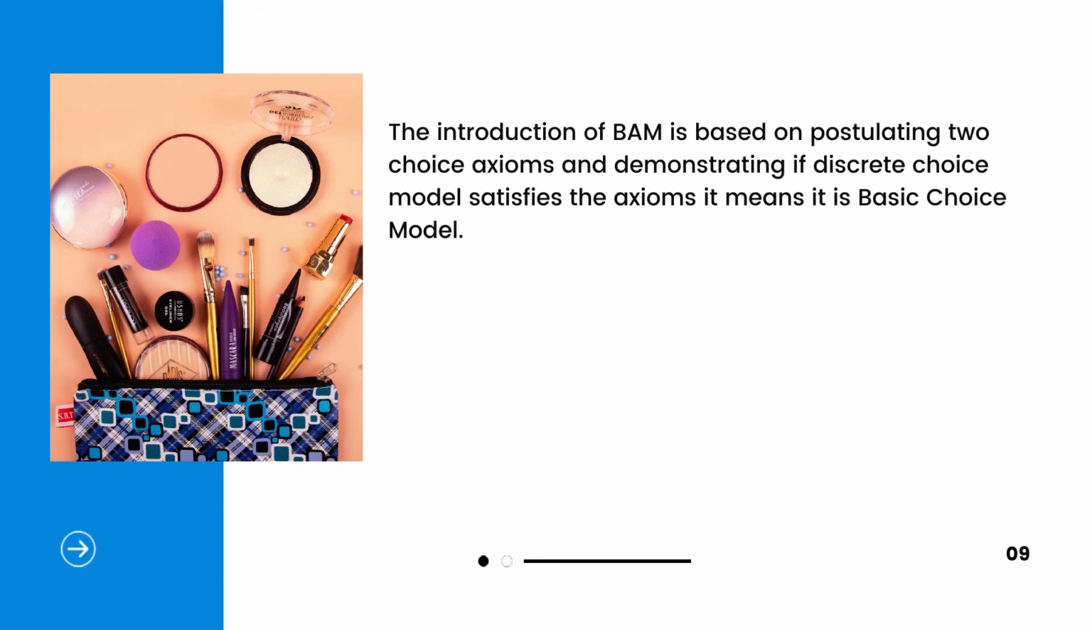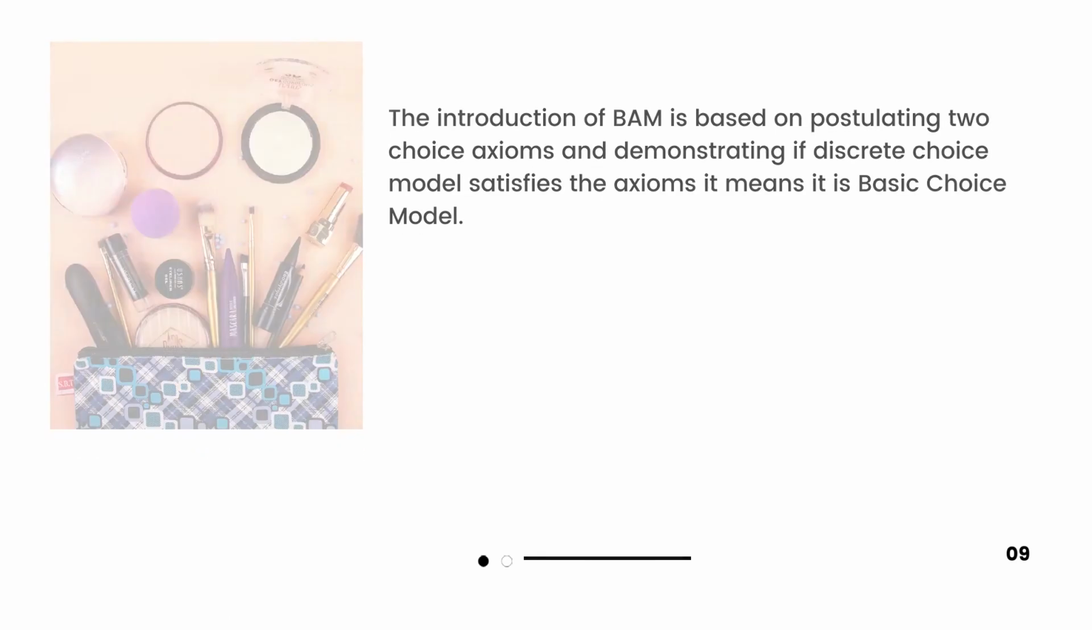Introduction of the basic attraction model is based on postulating two choice axioms and demonstrating that the discrete choice model satisfies the axioms. A discrete choice model satisfies the axioms if and only if it is of the basic attraction model form. To describe these axioms, we need additional notation.